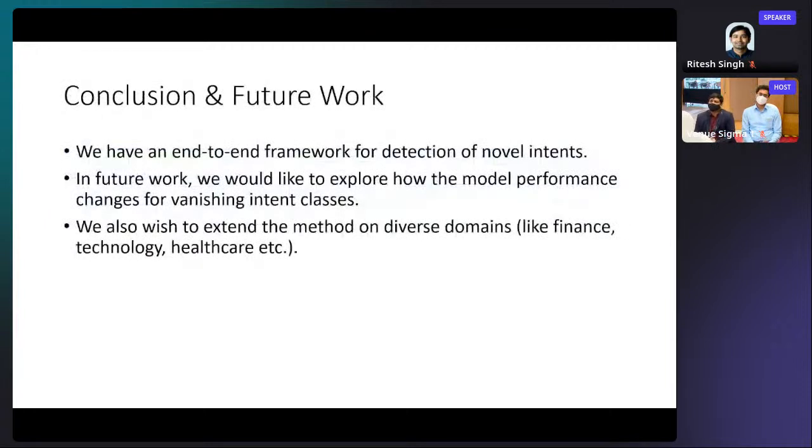To conclude the work, we have an end-to-end framework for detection of novel intents. We would like to explore how the models handle vanishing intents. We also wish to extend to new domains like finance, and we need to see how to do zero-shot based learning or different meta learning, distance learning.